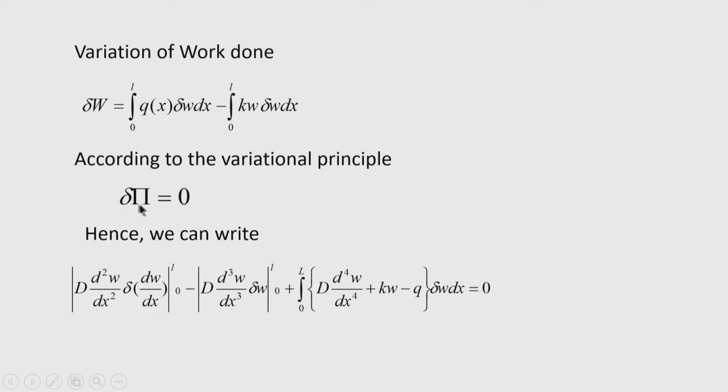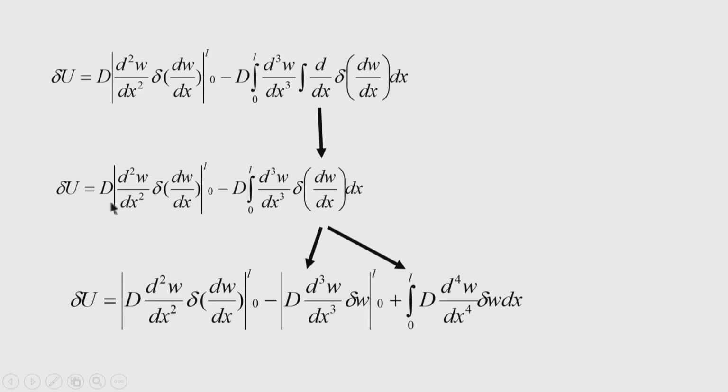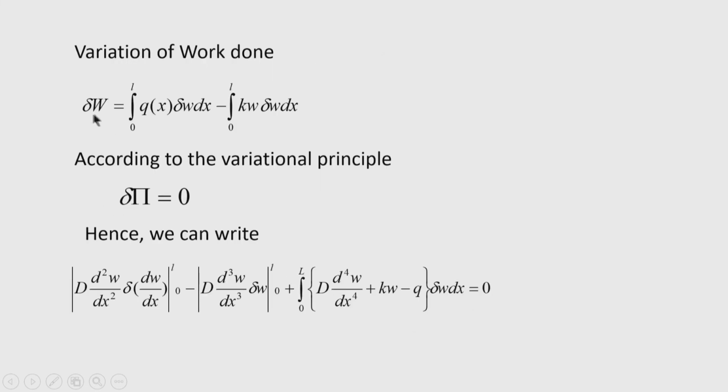Okay. So, according to the variational principle, we now write delta pi equal to 0. Now, substituting the components, delta pi is obtained as del u minus del w. So, substituting all these components that we have evaluated in the earlier process, we now write del pi equal to this quantity equal to 0. So, you are getting here the quantity that has to be evaluated at the boundaries, here also the quantity that has to be evaluated at the boundary, and here there is one integral.